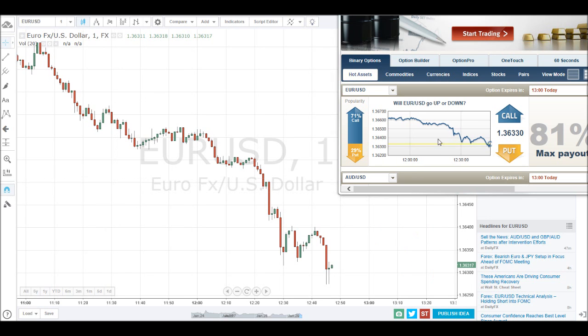If we look at previous chart price, at 12.42 price was at 1.36404, and on TradingView it was 1.36391, so a 1.3 pip price spread.